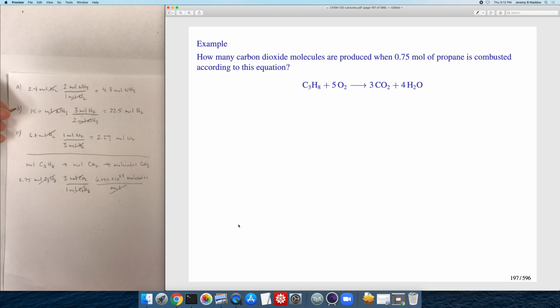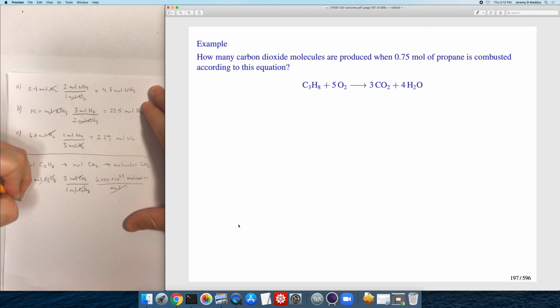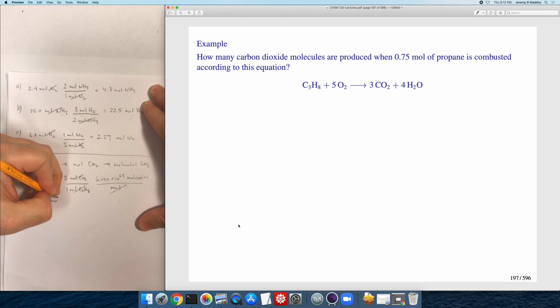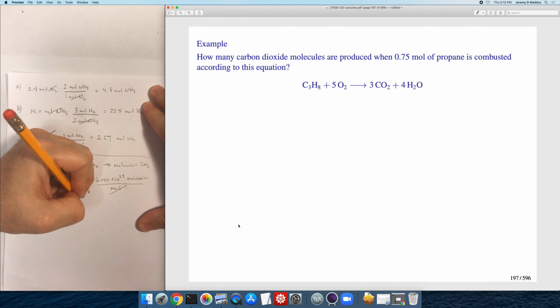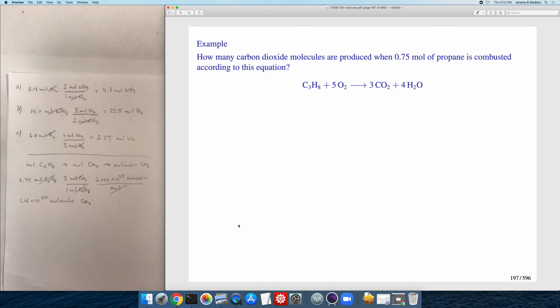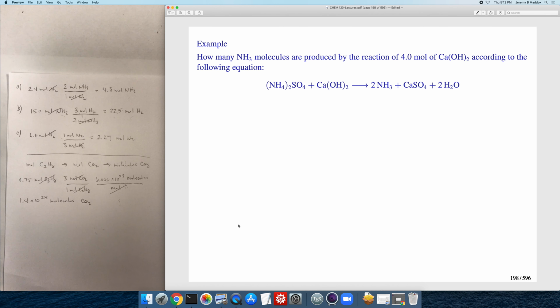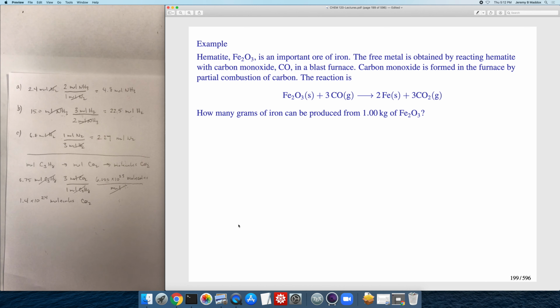I'll put the number right there. And I'm getting 1.4 times 10 to the 24 molecules of CO2. And as we expected, that's a very large number. Okay, so a slightly different, slightly more complicated conversion strategy. This problem is identical to the one that we've just done in terms of its strategy. The numbers are a little different, but I will leave this as an exercise for you to try. Let's look at the next type of problem.